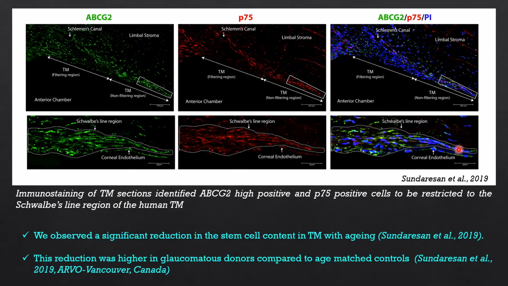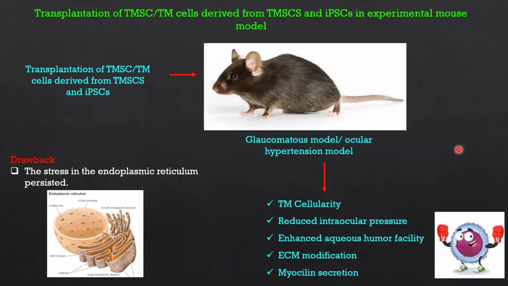And moving to the transplantation. When we give an external stem cell therapy, what happens in a glaucomatous condition? There are studies where they use trabecular meshwork stem cells. They isolate them from humans, and they expand them.